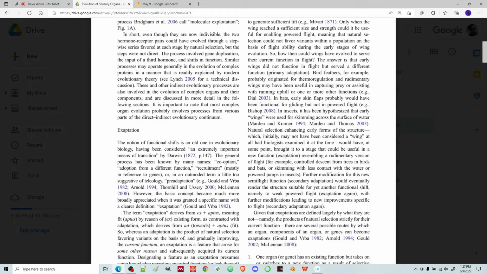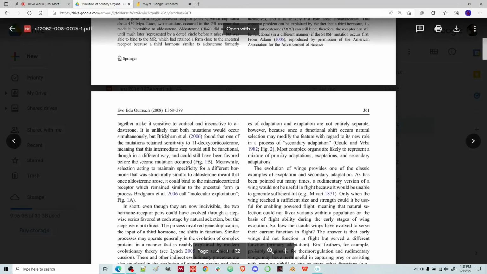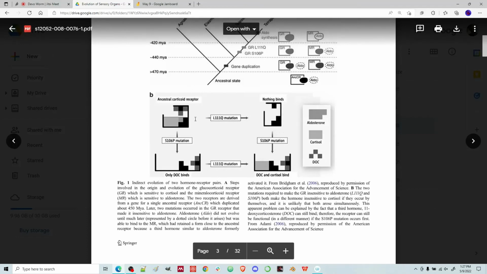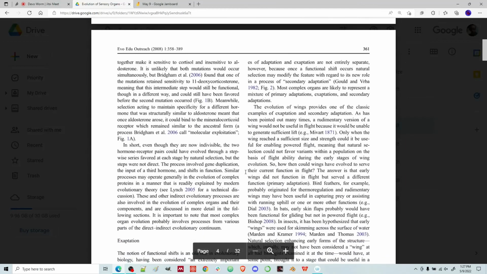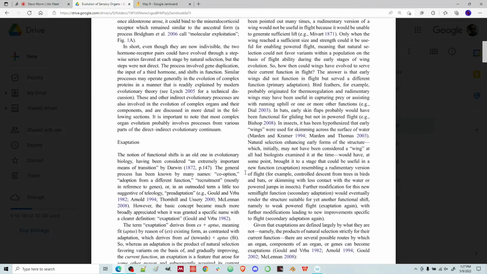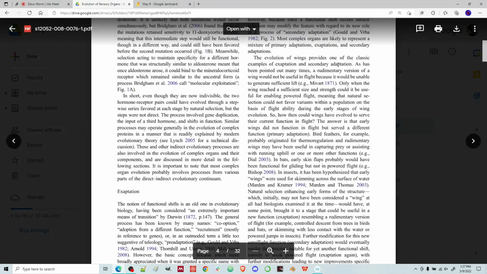Then there's this idea of exaptation, which is where you have things that are used for other things. So you kind of see an example of this back here, where you have this receptor that is used as a specialized receptor. There's another mutation, then there's this generalized form here. So this is, again, something that is an exaptation. You get exaptations oftentimes with organs that can be used for other things. So the evolution of wings provides one of the classic examples of exaptation and secondary adaptation.